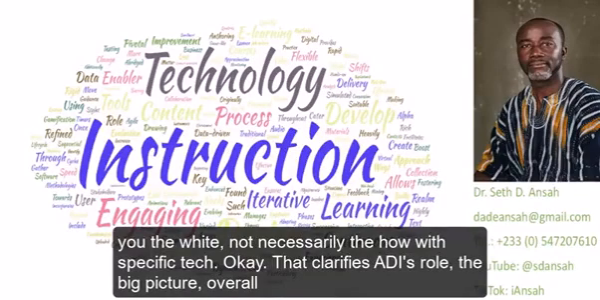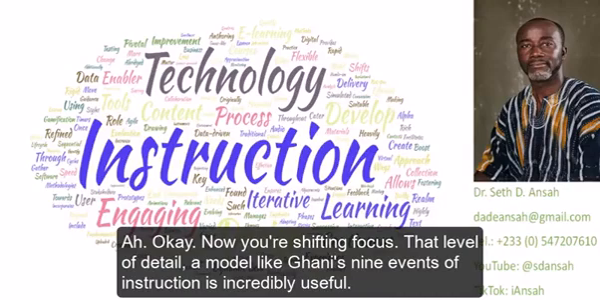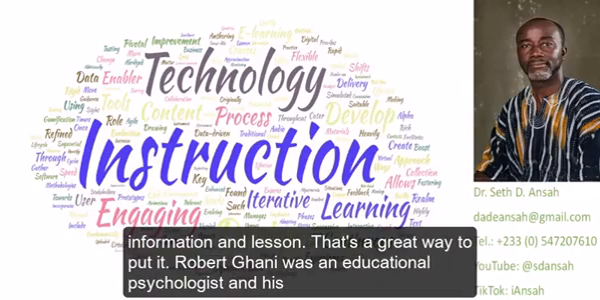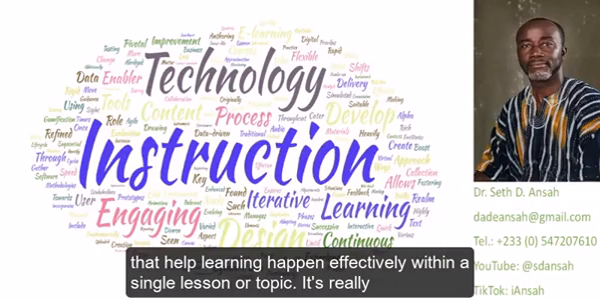Okay, that clarifies ADDIE's role, the big picture, the overall program architecture. But what about structuring an individual lesson effectively when you're down in the weeds? Okay, now you're shifting focus. For that level of detail, a model like Gagne's 9 events of instruction is incredibly useful. Gagne's 9 events. Right. This one feels more focused on the psychology of learning, maybe. How the brain actually processes information in a lesson. That's a great way to put it. Robert Gagne was an educational psychologist, and his model focuses on good instruction by identifying 9 specific events or steps that help learning happen effectively within a single lesson or topic.